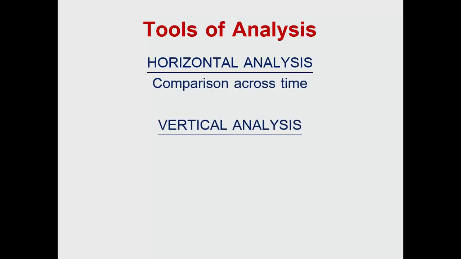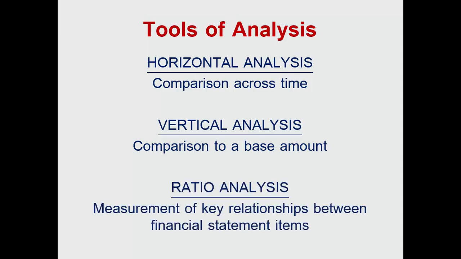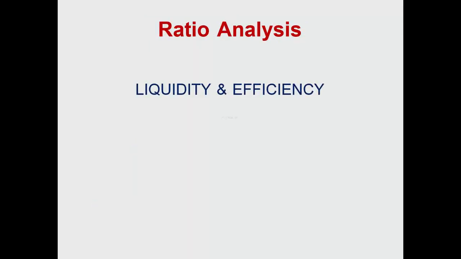And the tools of analysis, you could use horizontal analysis where you're comparing financial statements across time. A vertical analysis where you're comparing it to a base amount. Income statement base will be revenue. Balance sheet base will be total assets. Then ratio analysis, it's a measurement of the key relationship between the various financial statement items.